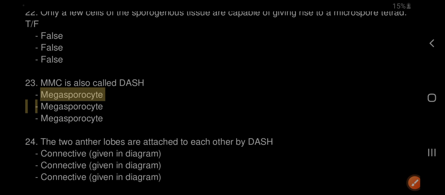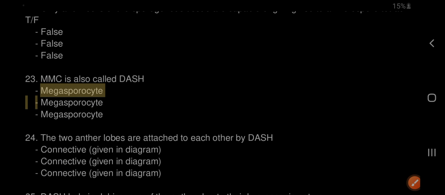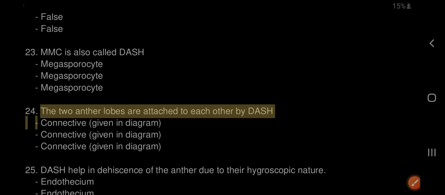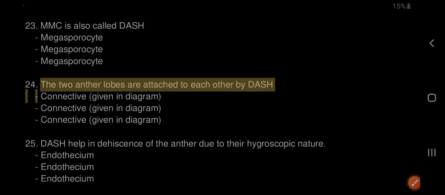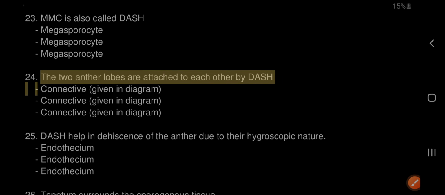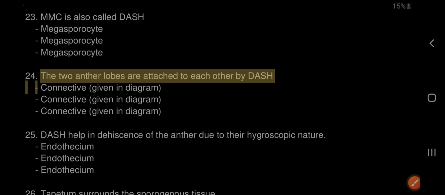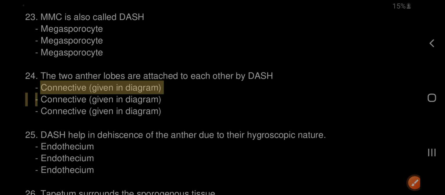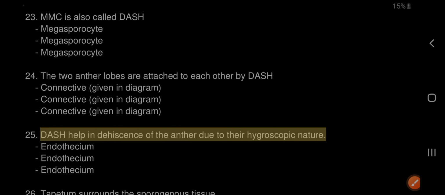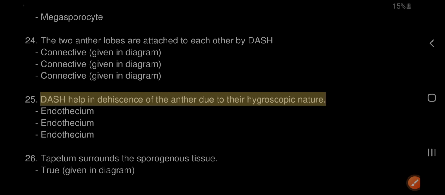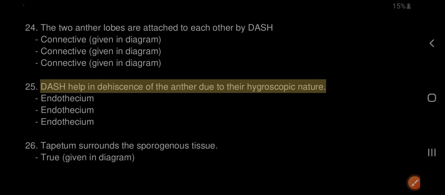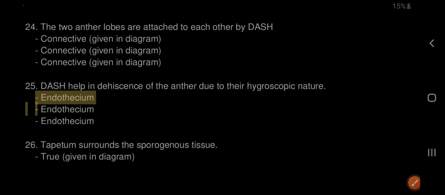microspore mother cell. 24. The two anther lobes are attached to each other by the connective, as given in the diagram. 25. Endothecium helps in dehiscence of the anther due to its hygroscopic nature.